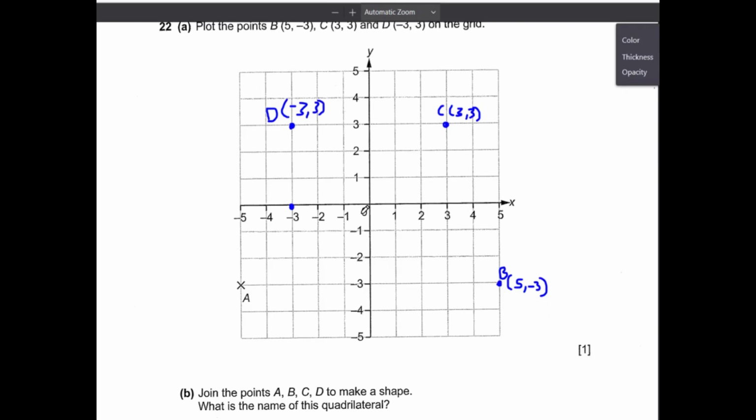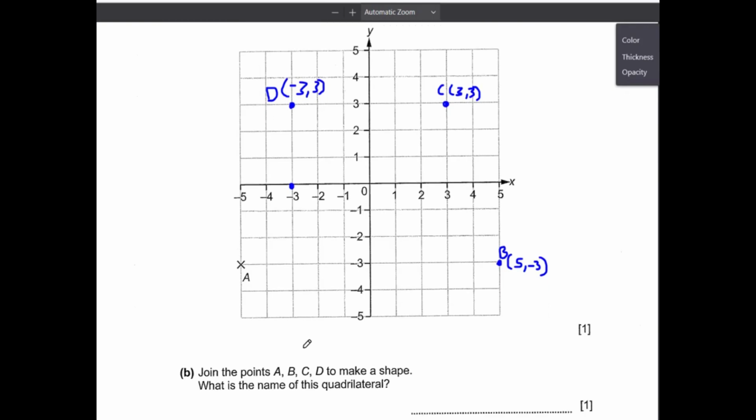Okay, now join the points A, B, C, and D. Where is the point D? This is the point we have been given already, A, here. We need to join these points together with a straight line, so we use our ruler. We join this point here with this point A, and then we join this point with this point B, and we join this point here, and then we join this point over here.